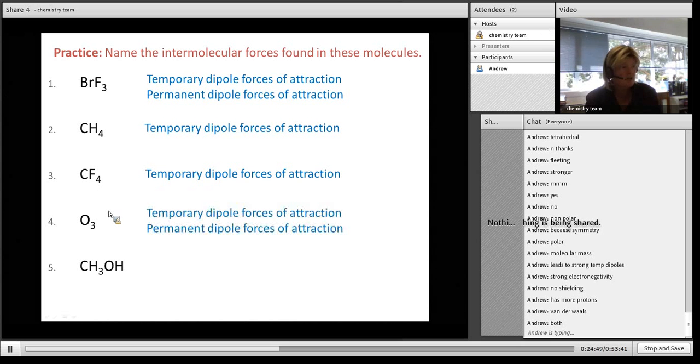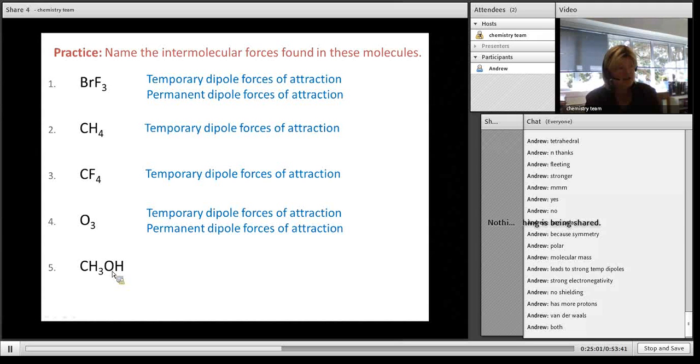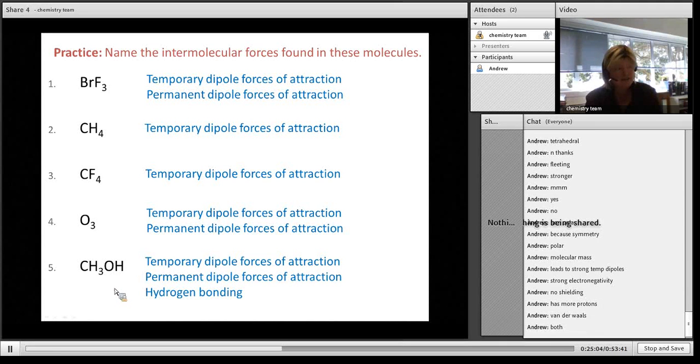And ozone, remember last time we saw was polar, so it has both types. And here you have a hydrogen attached to an electronegative oxygen. So it's going to have 3 types. So you must list all 3. It's always got temporary dipole forces of attraction. It is polar, so it will have permanent dipole forces of attraction. And it has a hydrogen covalently bonded to the electronegative oxygen. So it will also form hydrogen bonds between the molecules.